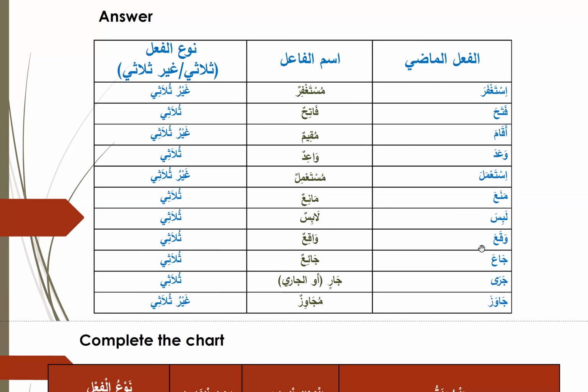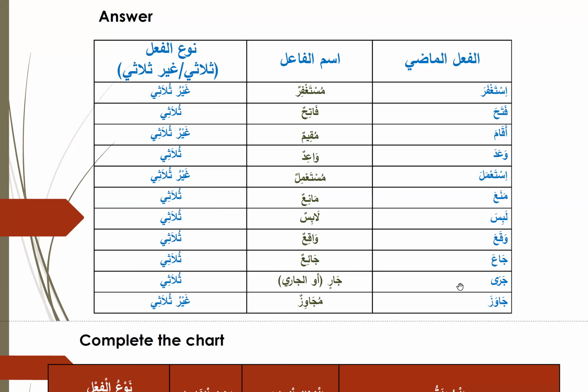Ja'a. Ja'a means to feel hungry. It's 3-letter. However, it has alif in the middle. As we saw in one of the slides before, if it's a hollow verb, we put a hamza with a kasra after it. Ja'i'. Ja'i' means hungry, like the person who's hungry. It's thulathi.